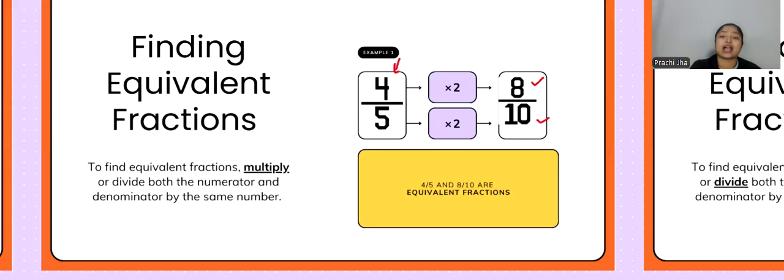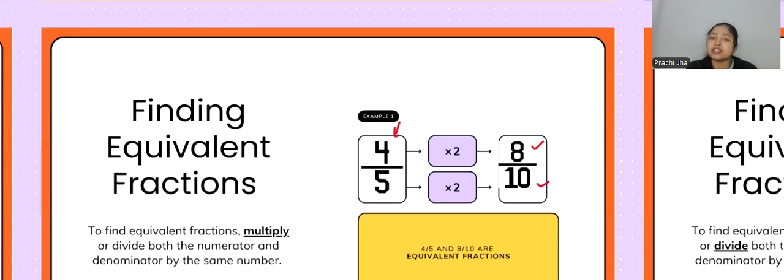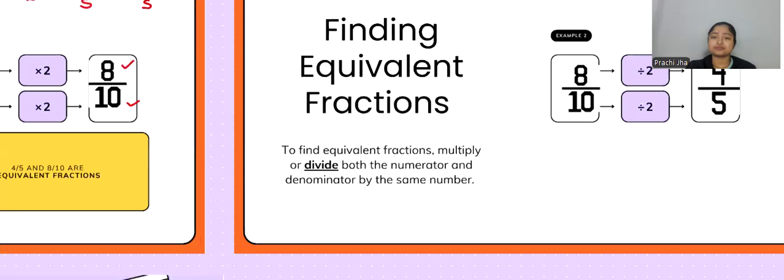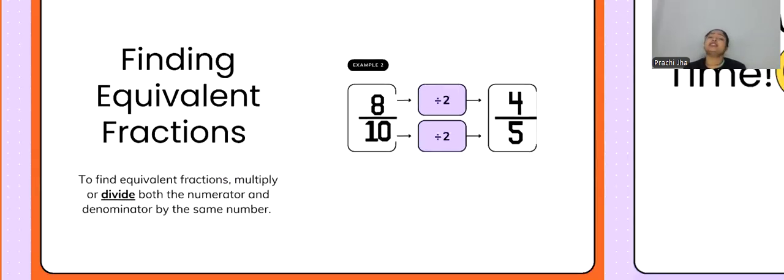The reason is that if you multiply the numerator and denominator by the same number, we are actually multiplying by 1, right? 2 over 2 can be written as 1. So 4 over 5 times 1 is just 4 over 5. That means they represent the same value. That is why it is important to multiply the same number with both the numerator and the denominator. You can also find an equivalent fraction by dividing.